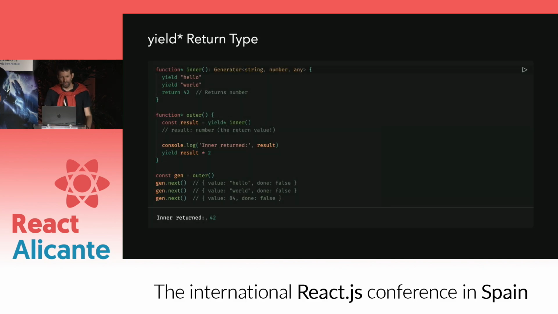But here's something cool about the yield star that we mentioned before. Yield star evaluates to the return value of the delegated generator. Okay, these are hard words, so let me break it down with an example. When we yield star inner, it will yield all of the values of the inner generator function. So it will yield hello, it will yield world, and then it will return the number 42. And we can see that indeed TypeScript is smart enough to infer the type of the result to be a number.